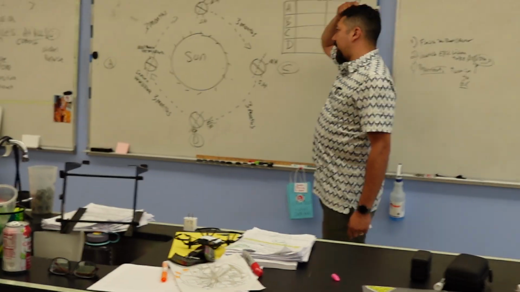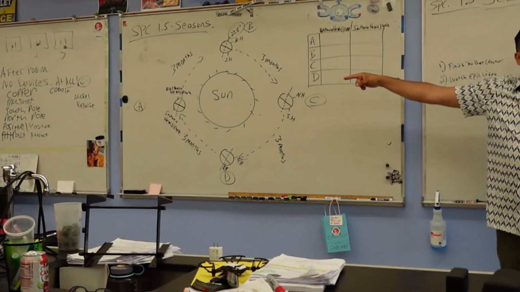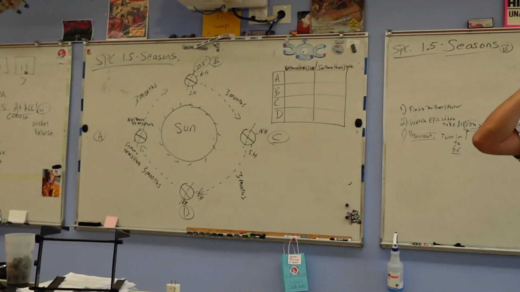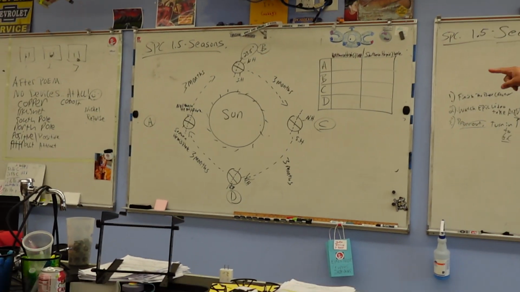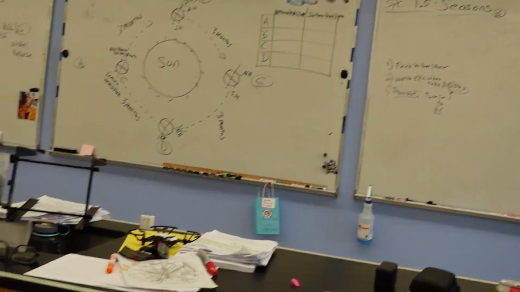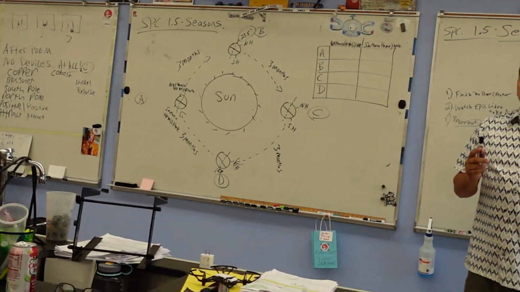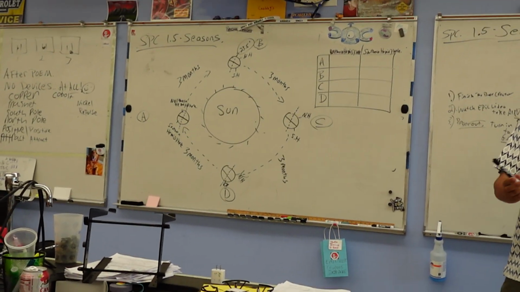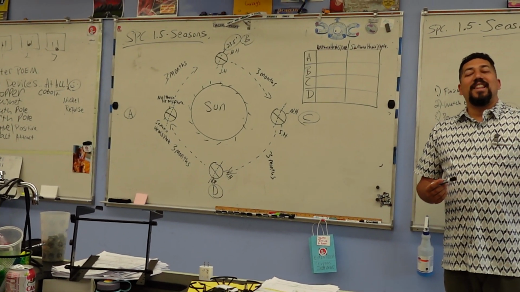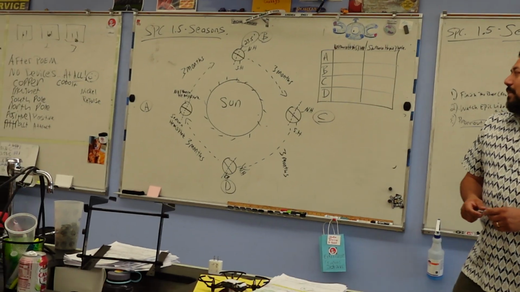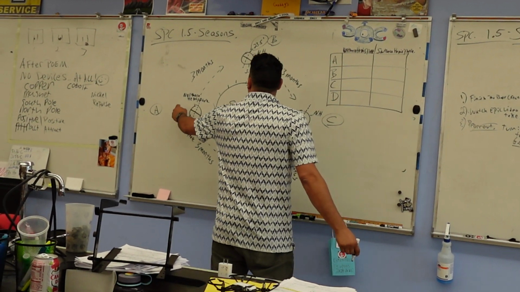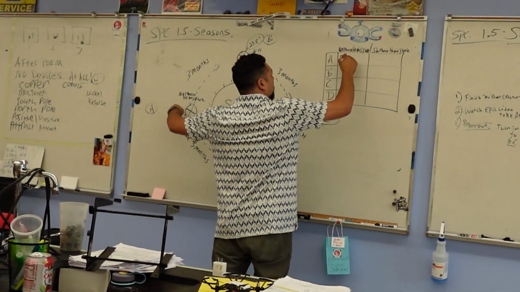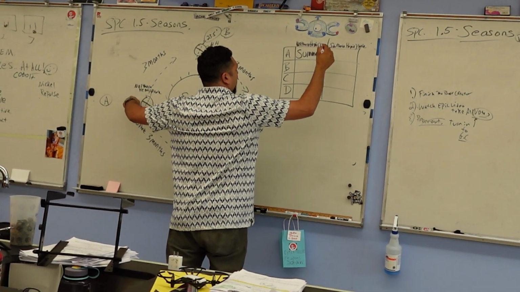All right, so let's go through here. Let's start with A. What season do we speculate it to be in the northern hemisphere for position A? If the northern hemisphere is angled at the sun, this means we're going to have more hours of sunlight, less hours of nighttime. It's going to be summertime. So let's see. A, northern hemisphere, summer.